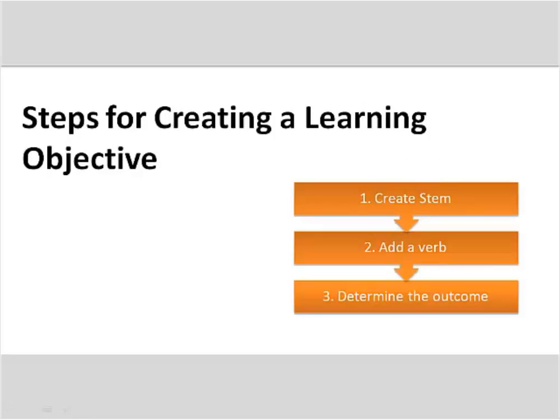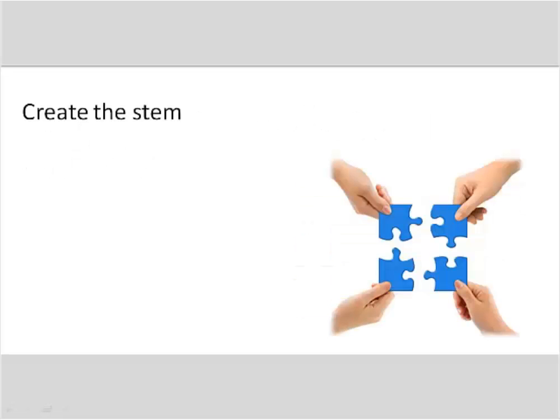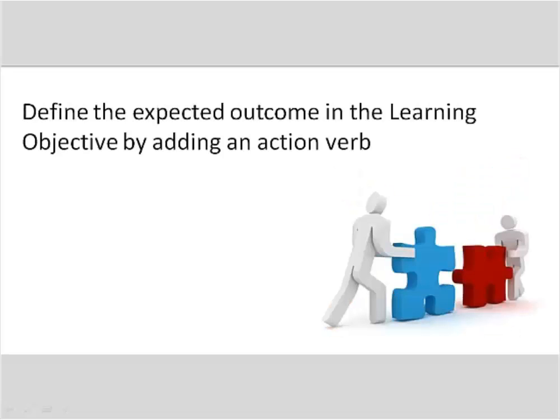Now, let's see how to create learning objective. Writing the learning objectives starts with creating a stem. Stems are the statements like, after completing the lesson, you will be able to, or after this unit, you will have. Once the stem is created, add an action verb which best suits the outcome of the learning objective by selecting it from the Bloom's taxonomy.